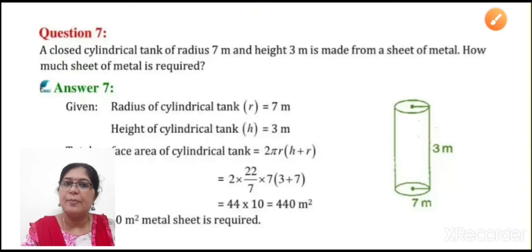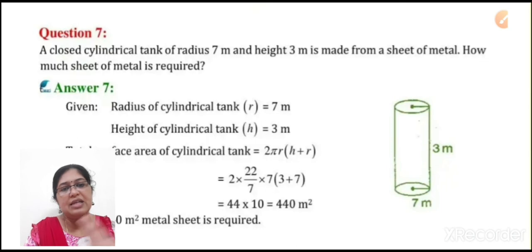Now let us see question number 7. A closed cylindrical tank of radius 7 meter and height 3 meter is made from a sheet of metal. How much sheet of metal is required? If you want to make a cylinder of these measures, what should you find? You should find the total surface area of the cylinder. You just apply the formula 2 pi r into r plus h, and find the total surface area of the cylinder.